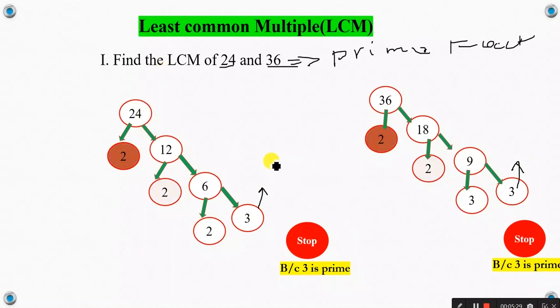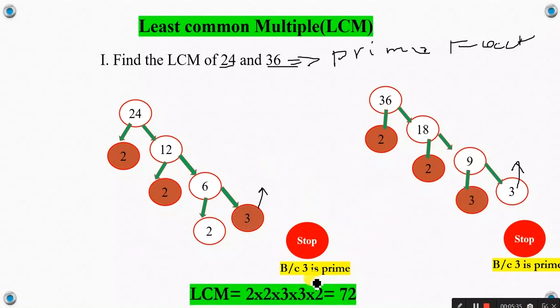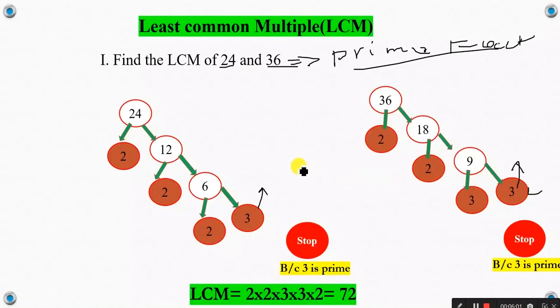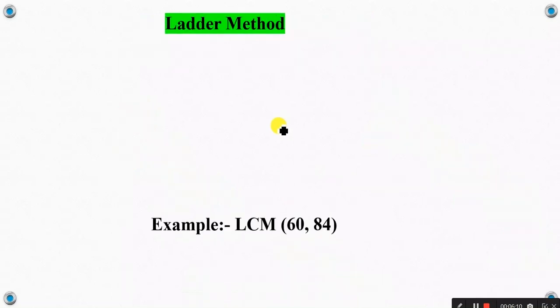2 and 2 are the same. 2 and 2 again the same. 3 and 3 the same. So the least common multiple of 24 and 36 is 2 times 2 times 3 times 3 times this 3. This method is known as the prime factorization method. But this method is not good for finding the least common multiple and greatest common factor. The best method is the ladder method.